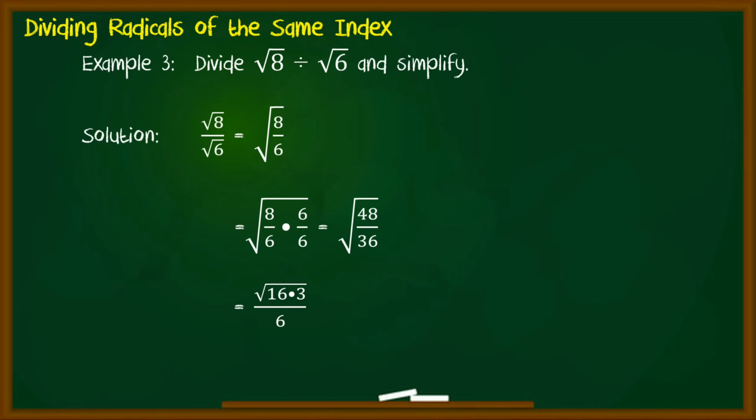and the square root of 36 is equal to 6. Simplifying, we have 4 over 6 square root of 3. And then, reducing the fraction to lowest term, we get 2/3 times the square root of 3. This is also the same as 2 square root of 3 over 3.